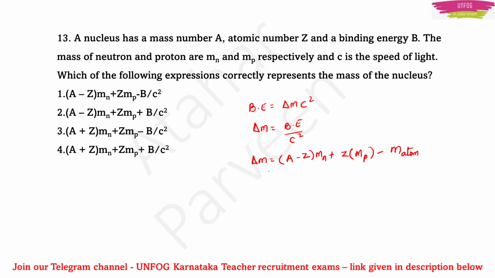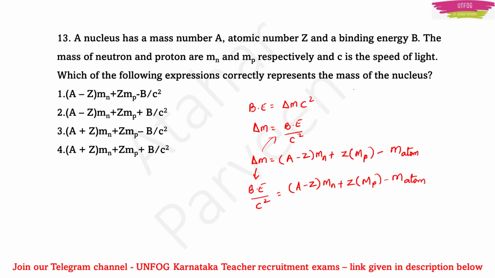Like this, right? Now, in place of binding energy, I mean mass defect, I can write binding energy upon c square, right? So, this will be equal to (A minus Z) into Mn plus Z into Mp minus mass of atom, total mass of atom. Now, what is the question?